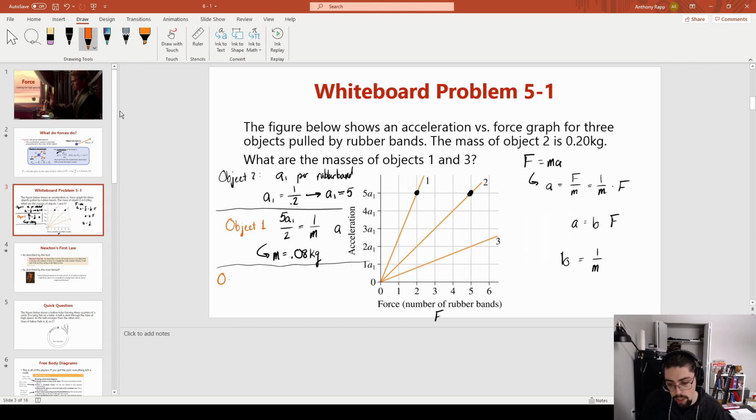Let's say object 3, because we already know what object 2 is. And object 3, this is not a good spot, right? So I'm going to go a little bit before that. I'm going to look at this spot right here. At this point, my rise is 2 times A1, 10, over 5 rubber bands. Should be equal to 1 over mass. My mass should be 0.5 kilograms for object 3.